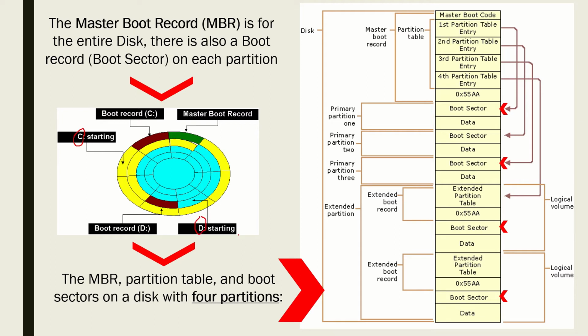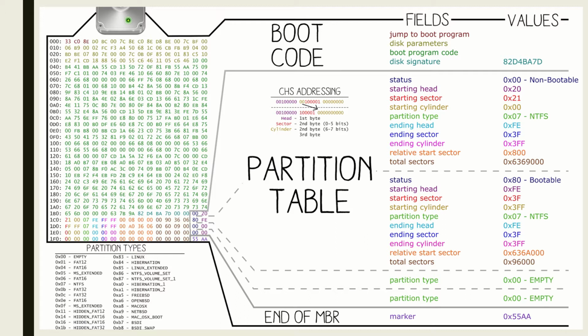The total boot records on this disk will be 3. One is the master, one for C drive, and one for D drive. This is the hexadecimal data of a typical MBR.